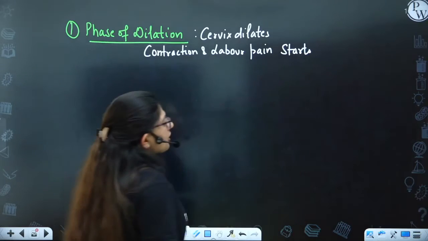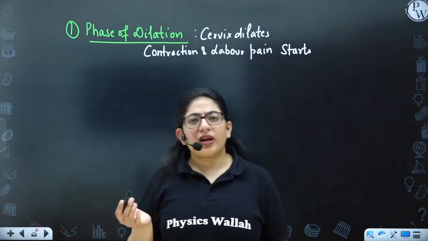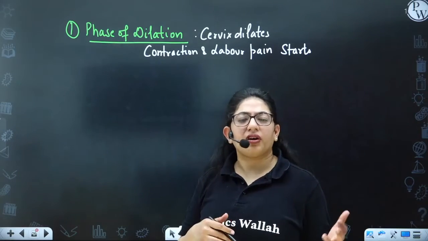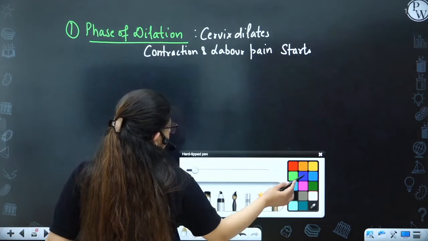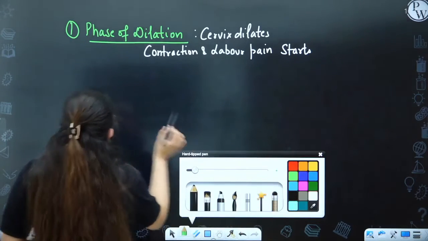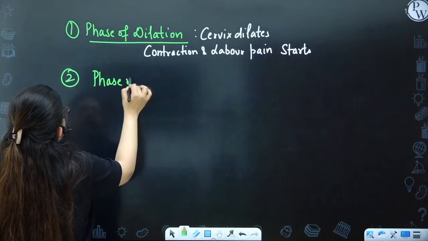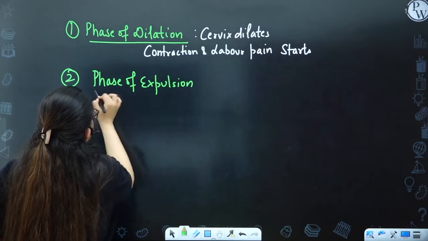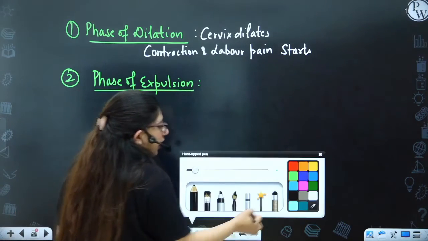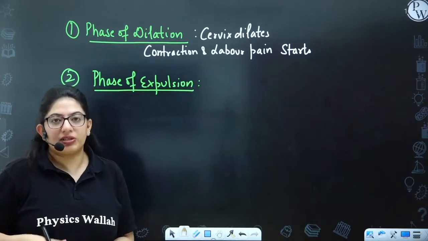All right. So this time period is around 10 to 12 hours, and in some females, like 1 hour. Okay, so that varies. Second, then comes the phase of expulsion. In the phase of dilation, the baby is trying to move, right? In the phase of expulsion, the baby is actually pushing, or coming out from the cervix, right?